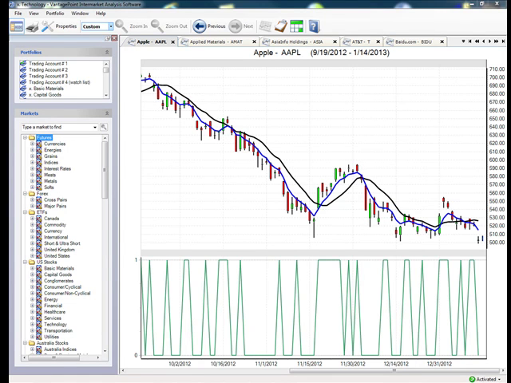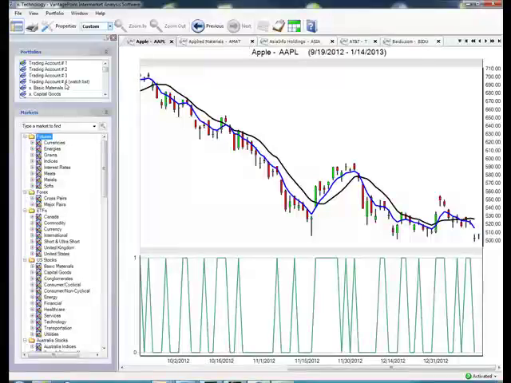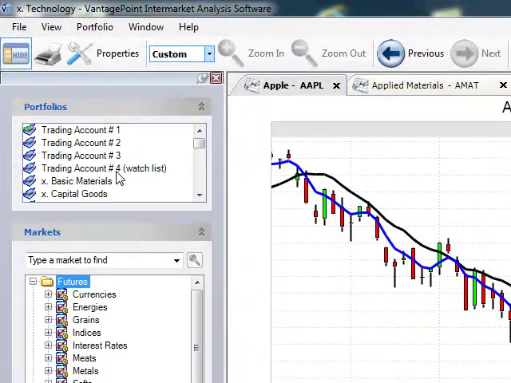I trade a combination of options and buying equities, and what I've done here with VantagePoint is on the left-hand side over here, you'll see that I've set up several portfolios. The first four portfolios are actual trading accounts that I'm actively trading out of. They may be a traditional IRA account, a rollover IRA account, and just a regular trading account.